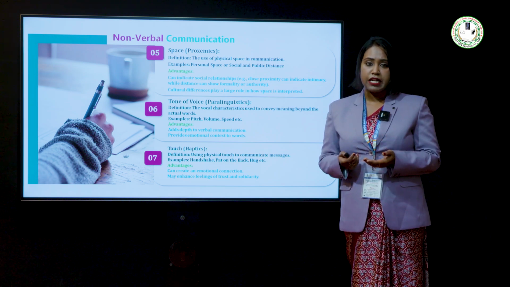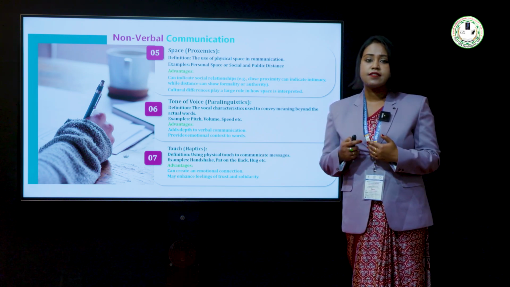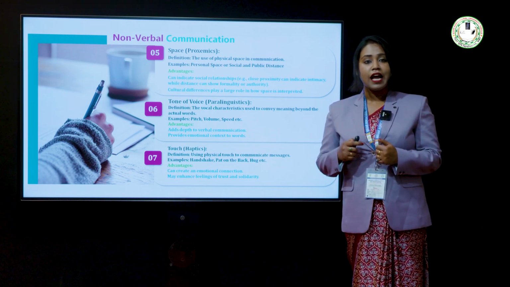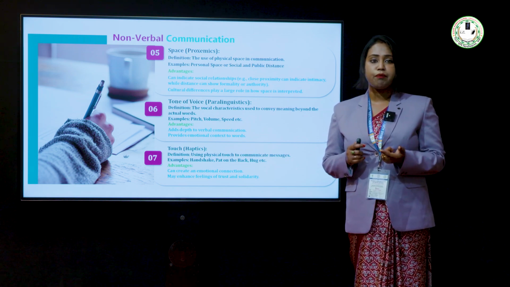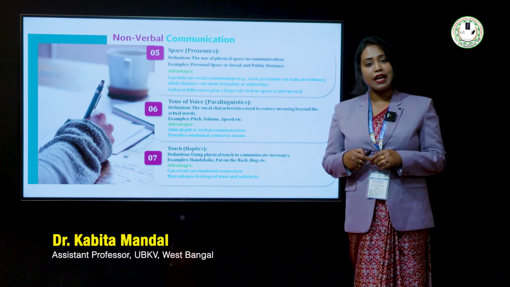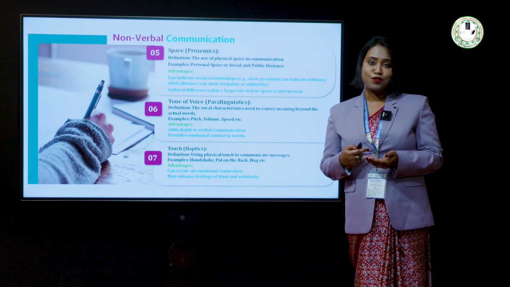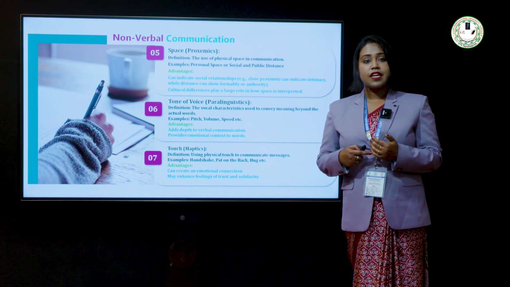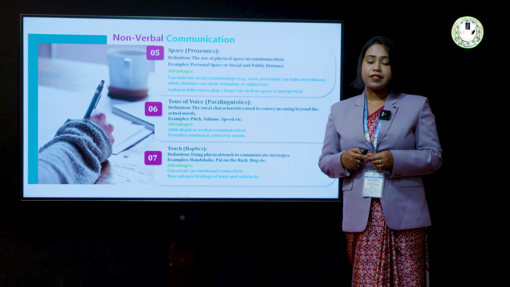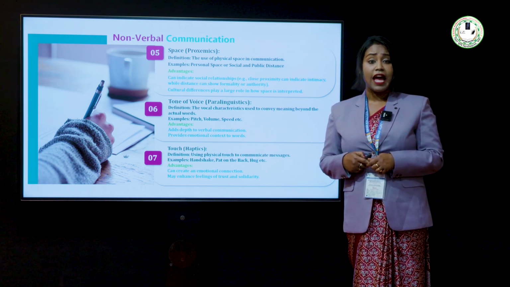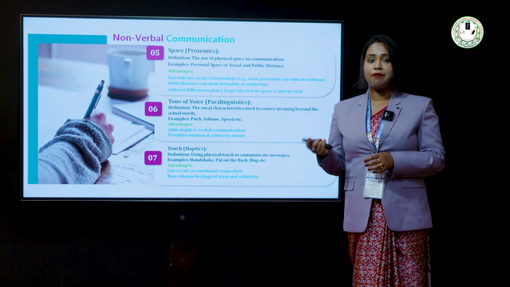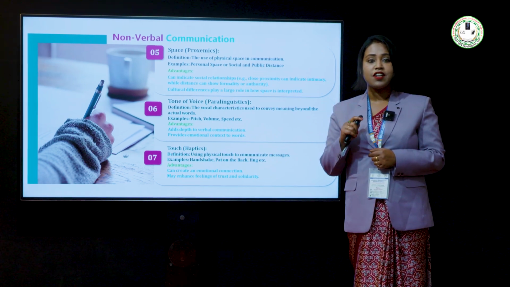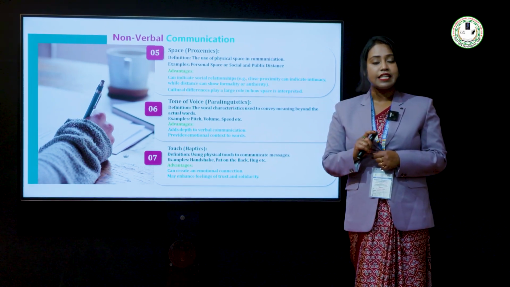Basically, when we are very friendly, we use a very small amount of physical space. And tone of voice, that is paralinguistics. So paralinguistics means without using the language, the vocal characteristics used to convey meaning beyond the actual words. It adds depth to verbal communication. Next one is touch, that is known as haptics. So using physical touch to communicate messages, like I am patting your back, that means you get the communication that you did very well. So that is haptics.